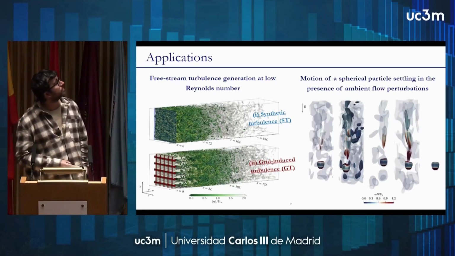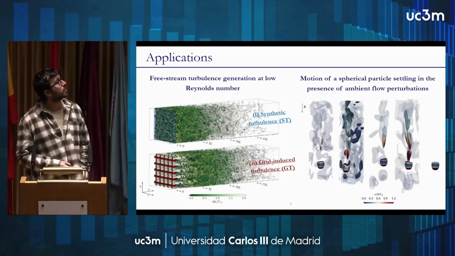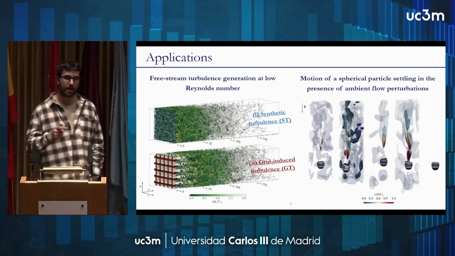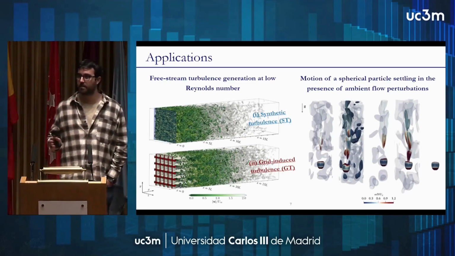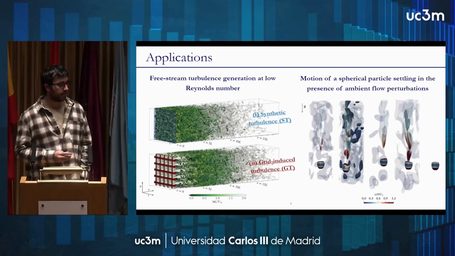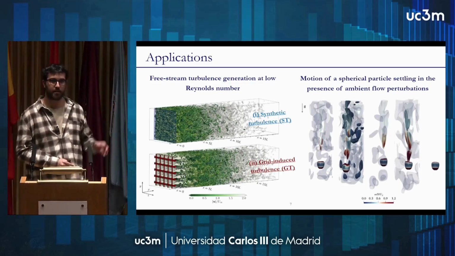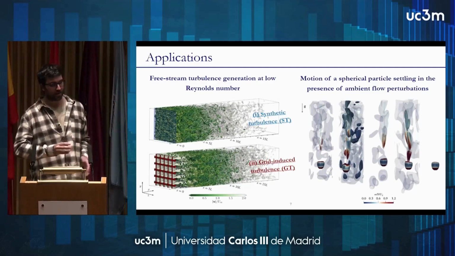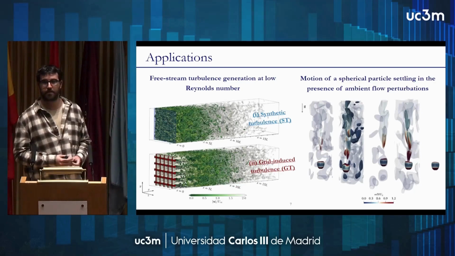The other application that I've been spending time on in the thesis is the motion of a spherical particle settling in the presence of ambient flow perturbations. In this problem, basically, we analyze the effect that perturbations of different size and intensity have on the motion of a particle that is settling under the effect of gravity. Okay, so in here the particle is free to move, and basically we assess how these perturbations in the free stream affect the motion of the particle.